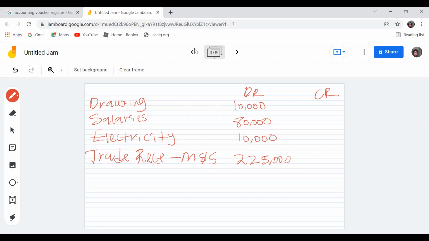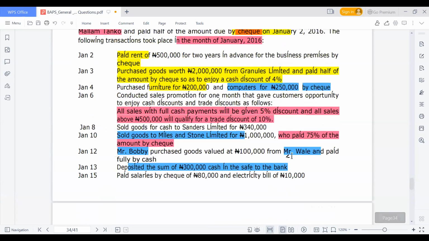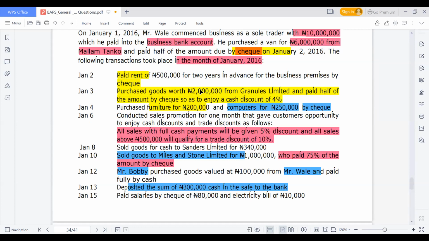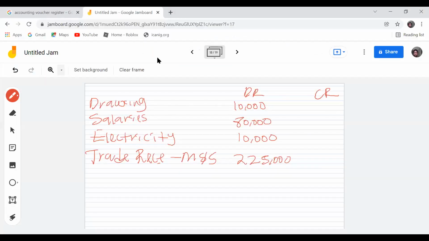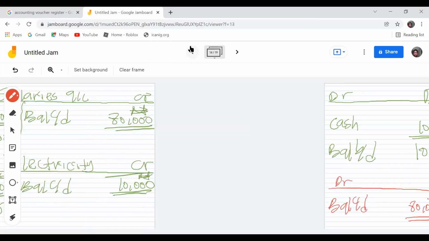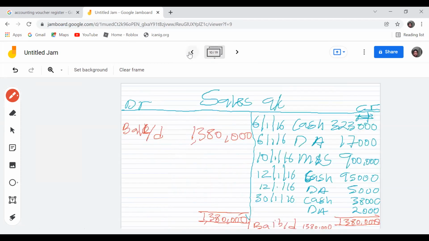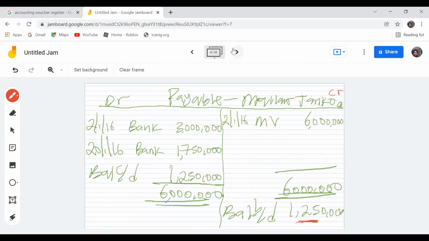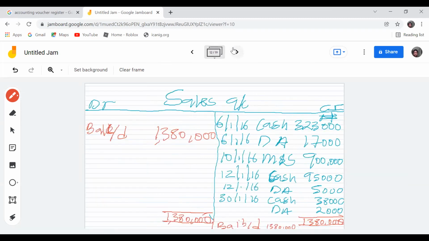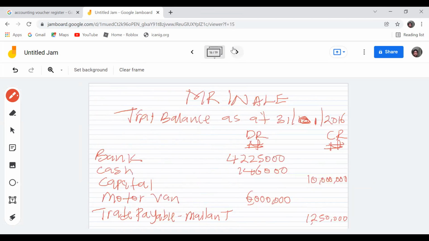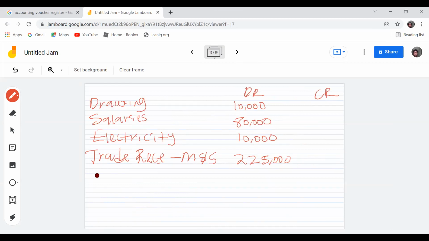Let me check the question again. Another one that we also have is that we purchased 2 million, right? Which we have not recorded. There's no purchase account anywhere. It is as a result of the purchase that we enjoyed the discount. Purchase is an expense, and expenses have a debit balance. So purchase of 2 million.